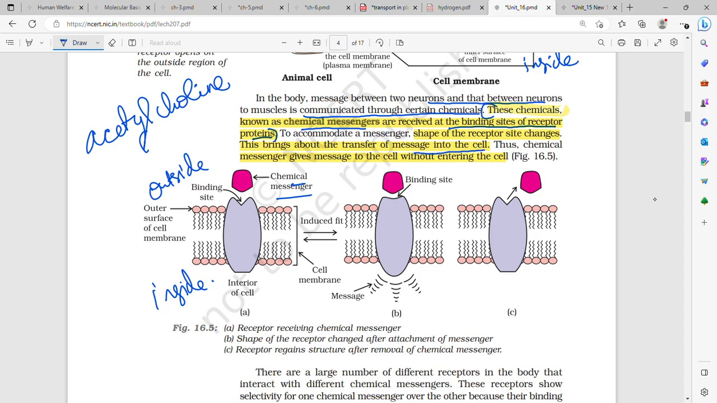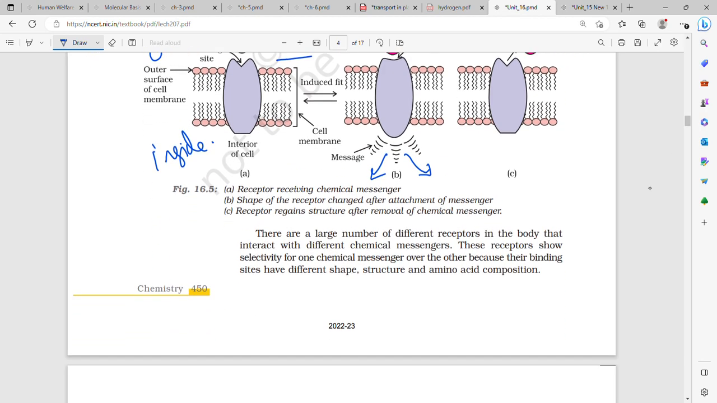Over here the message is sent into the cell, and then the chemical messenger detaches and goes away after the message has been received. So here, see, the receptor is receiving the chemical messenger first, then second, the shape of the receptor is changed after attachment of the messenger, then the receptor regains its structure after removal of the messenger.